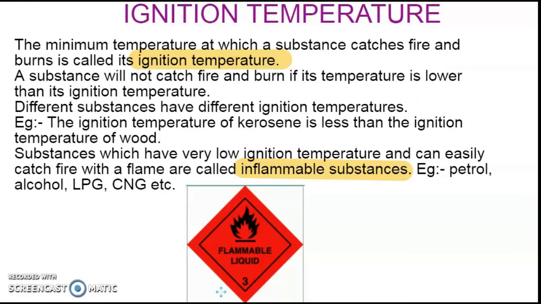So what are these liquids known as, which have a very low ignition temperature? Yes, they are known as inflammable liquids or inflammable substances. So what is an inflammable substance? The substance which has a very low ignition temperature, or which can catch fire easily or produce flame easily, is known as an inflammable substance. Examples are petrol, alcohol, LPG, CNG, etc.